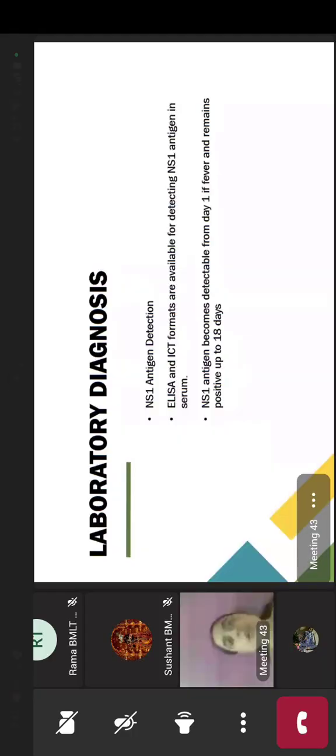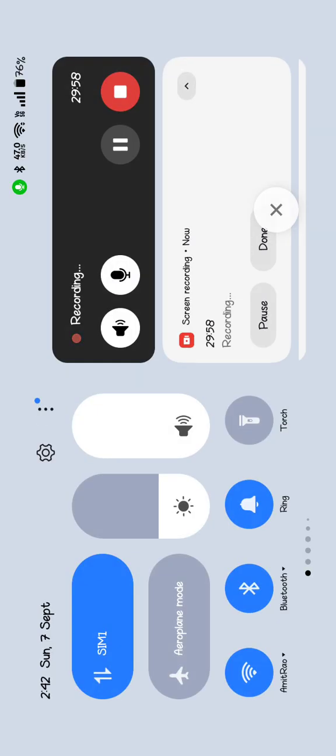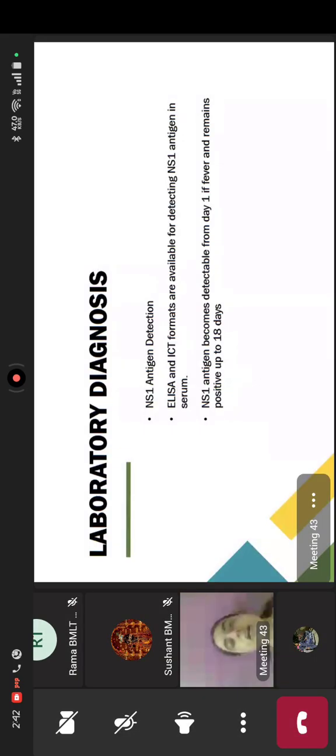viruses in our laboratory. We cannot grow our viruses on culture media plates like bacteria, right? So in the case of laboratory diagnosis of dengue virus, we do the diagnosis with the help of antigen and antibody detection, right?